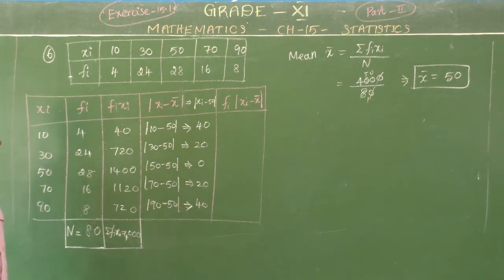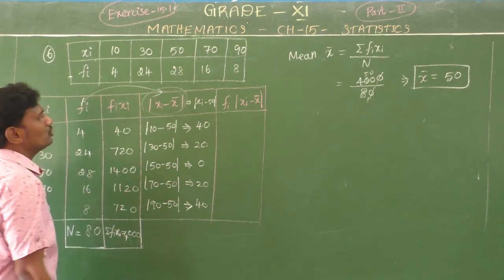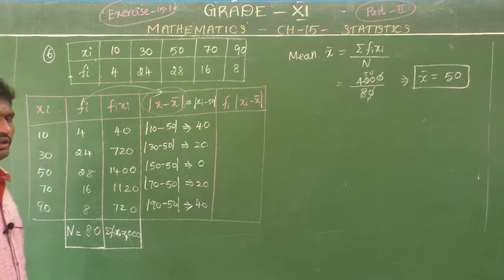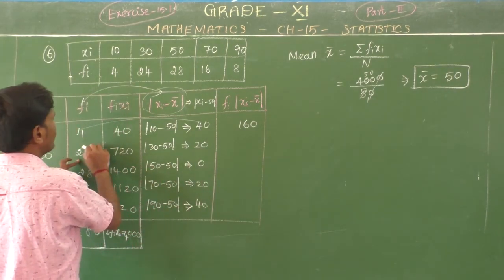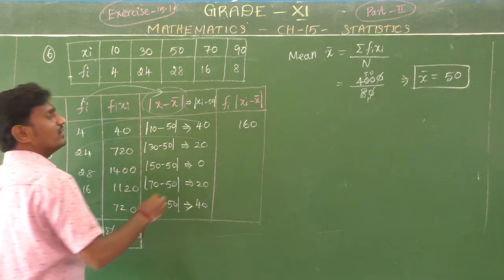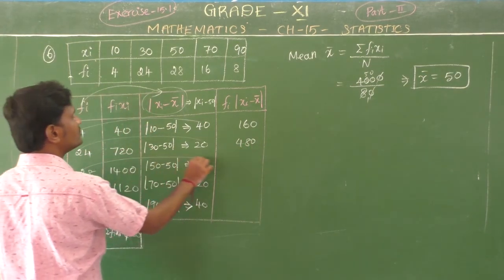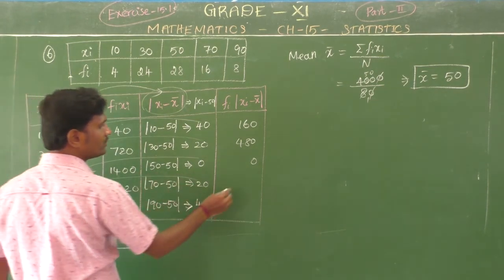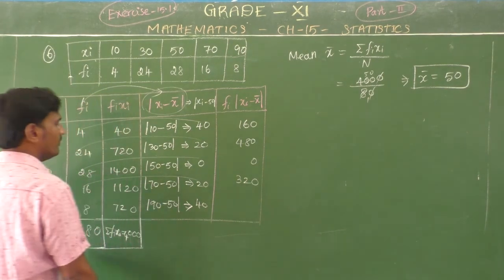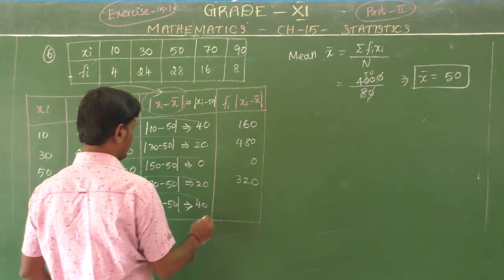Now I am going to multiply these absolute values into f. 4 into 40 is 160. Then 24 into 20, 24 2s are 480. So 48, that is 480. Then 28 into 0, 0 into anything is 0. 16 into 20, 16 2s are 32, so 320. Finally 8 4s are 32, so 320.